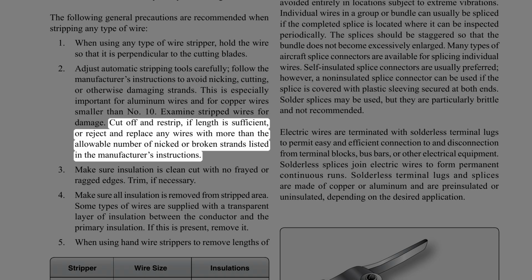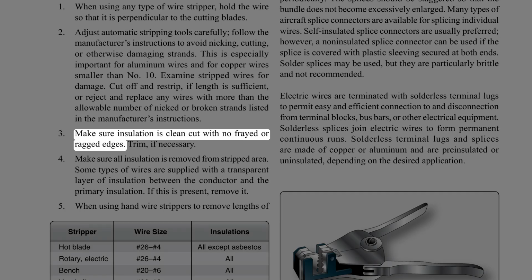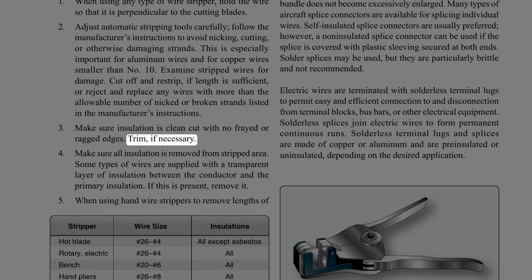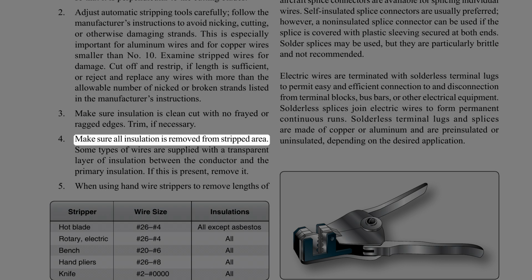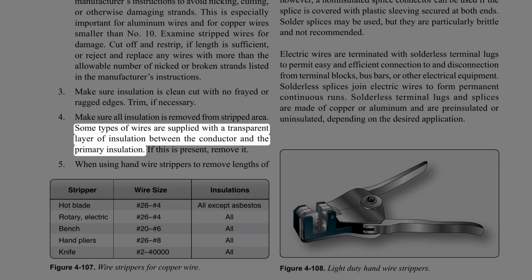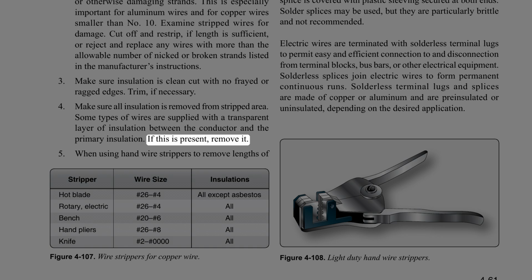Cut off and restrip, if length is sufficient, or reject and replace any wires with more than the allowable number of nicked or broken strands listed in the manufacturer's instructions. Make sure insulation is clean cut with no frayed or ragged edges. Trim, if necessary. Make sure all insulation is removed from stripped area. Some types of wires are supplied with a transparent layer of insulation between the conductor and the primary insulation. If this is present, remove it.